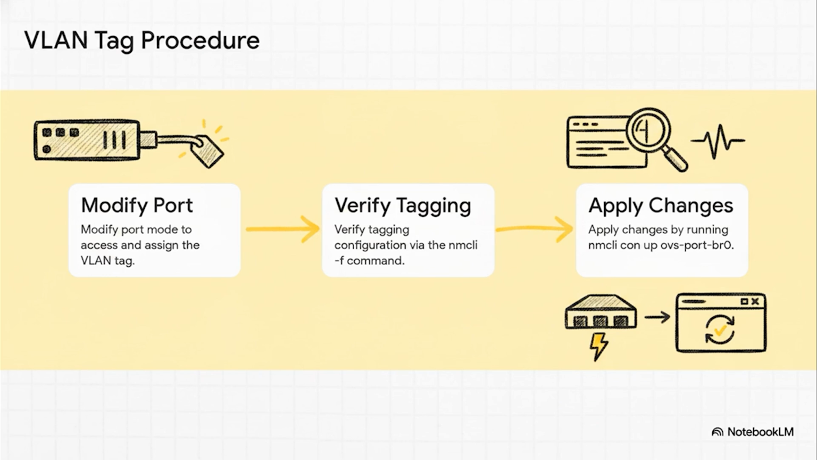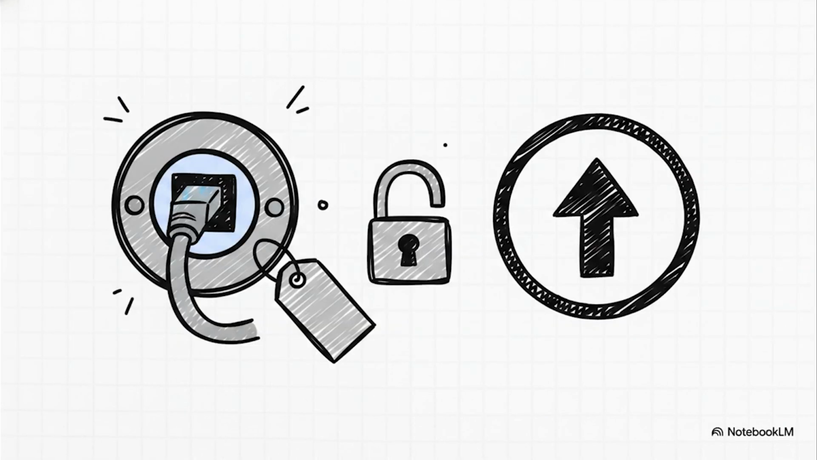Second, we verify that the tag actually stuck correctly using the nmcli -f command to spit out the connection details. And third, just like our last example, we apply the changes by bringing the connection up. But, and this is a big but, notice the target here isn't just br0, it is specifically ovs-port-br0. And here's the exact syntax you're going to want to memorize for the exam.